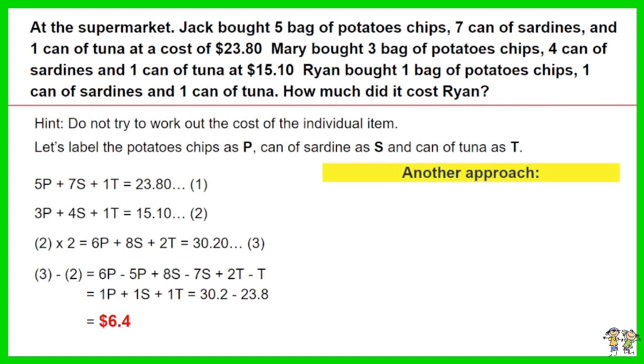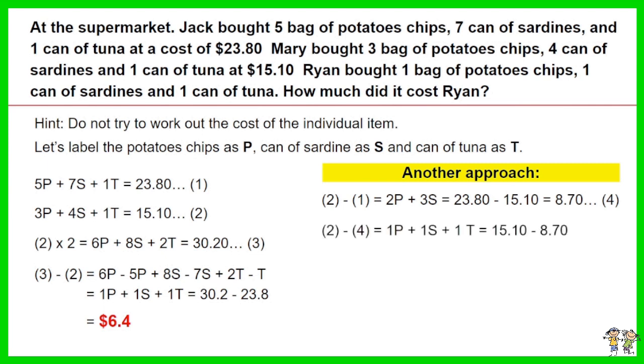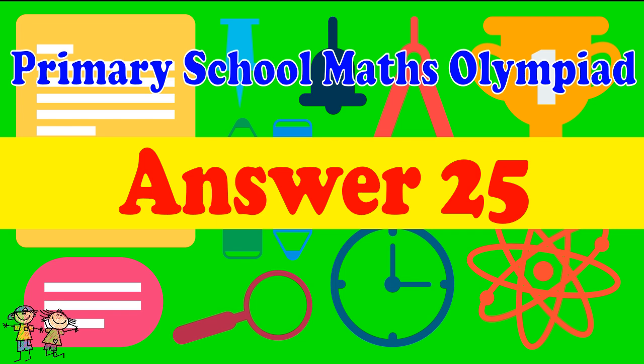Let's try another approach. Equation 2 minus 1: 2p plus 3s equals 23.80 minus 15.10 equals 8.70. This is equation 4. Equation 2 minus 4: 1p plus 1s plus 1t equals 15.10 minus 8.70. The answer is $6.40. Answer for question 25.